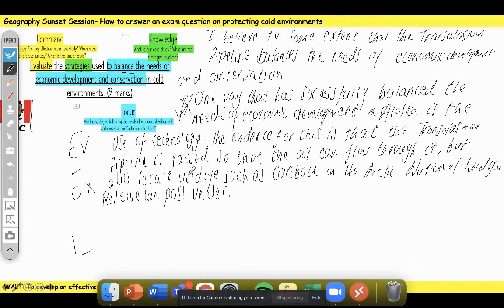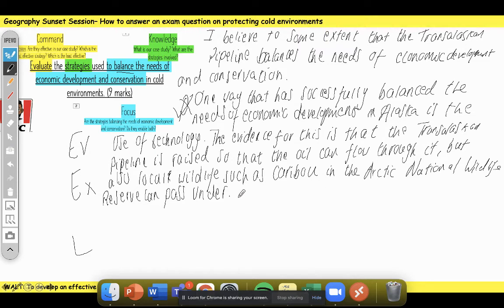And what you may not have noticed, what I've again slyly done, is that I've talked about how the pipeline is raised. So I've talked about the use of technology. I've mentioned that oil can flow through it, but I've also talked about local wildlife. So I've mentioned the oil, which is the economic development, but I've also talked about the wildlife, which is the conservation. And I'll link that back to the question in a second.